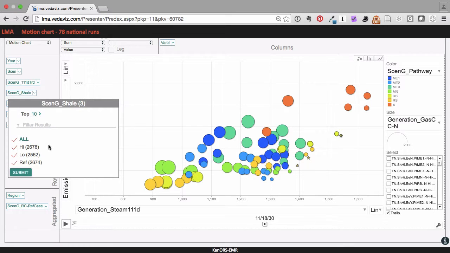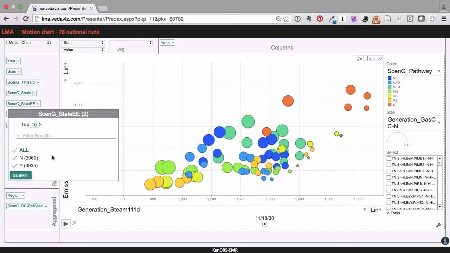We have 3 gas resource scenarios based on AEO. So the reference shale scenario is our reference gas price scenario that's based on AEO 2015. The high shale scenario, or high resource case, has low gas prices, and the low resource case has high gas prices. So just remember that what you see here for high and low are referring to resources and not the gas prices themselves.